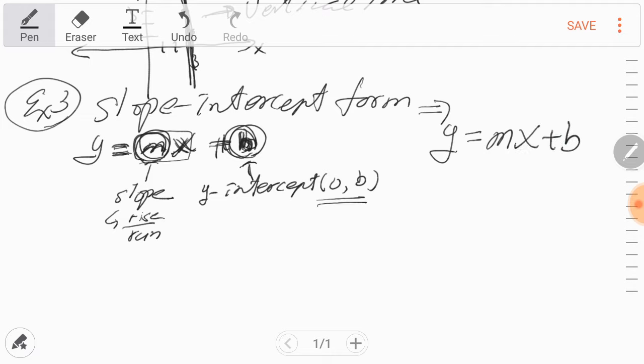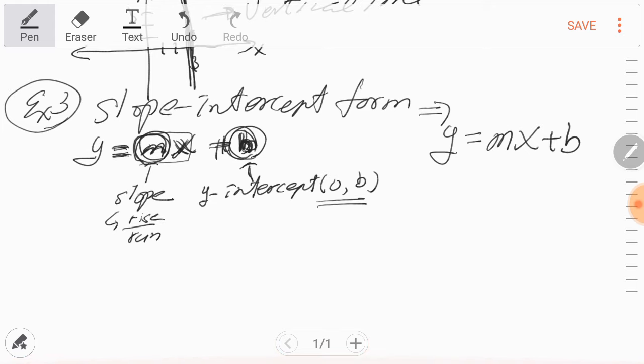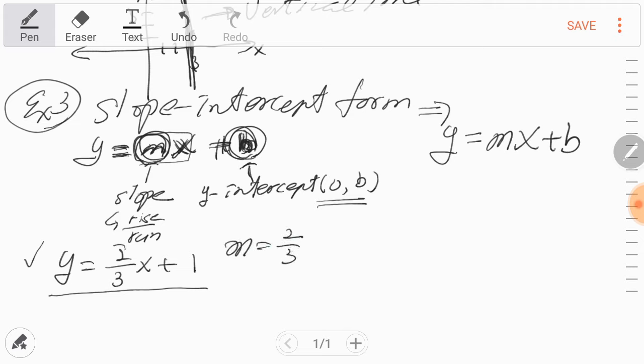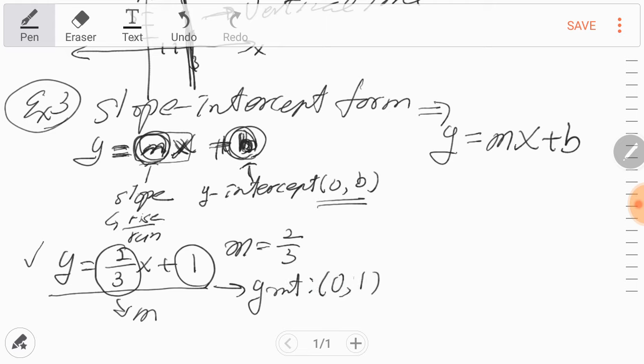So we can graph a linear equation using the slope and the y-intercept. Let's say y equals 2/3 x plus 1. How do you sketch the graph of this linear equation? The slope is 2/3, so 2/3 is the slope m, and 1 is the y-intercept. So when x equals 0, then y equals 1.